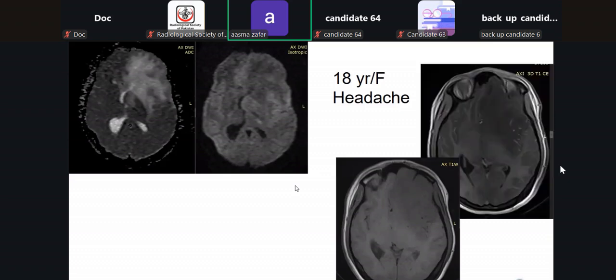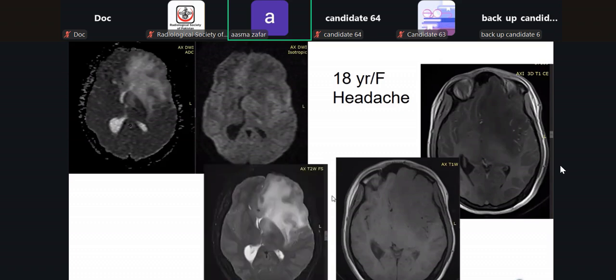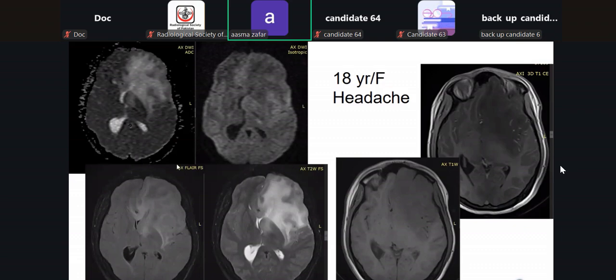Yes, this you picked well, but it wasn't high grade. There was no restriction and no contrast enhancement. The catch was here. What is T2 FLAIR mismatch, and what does it indicate? You see this bright area on T2, but it is not bright on FLAIR.